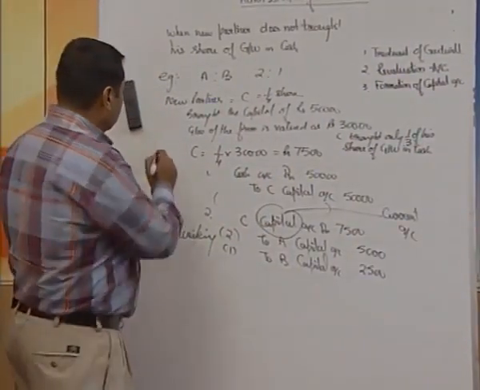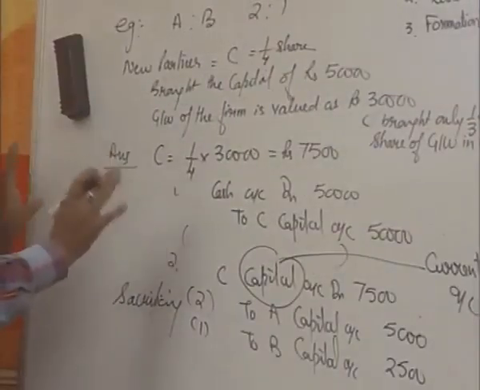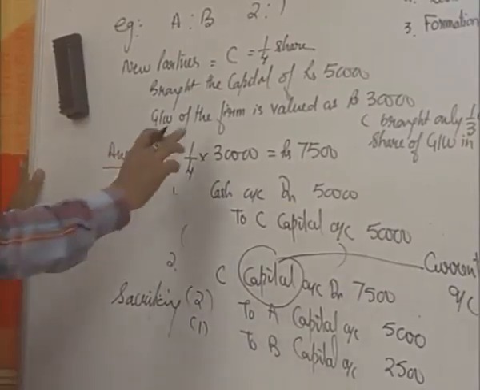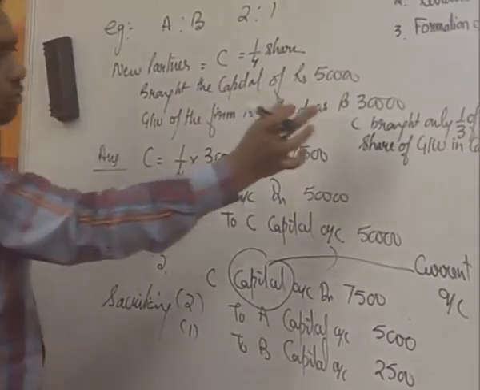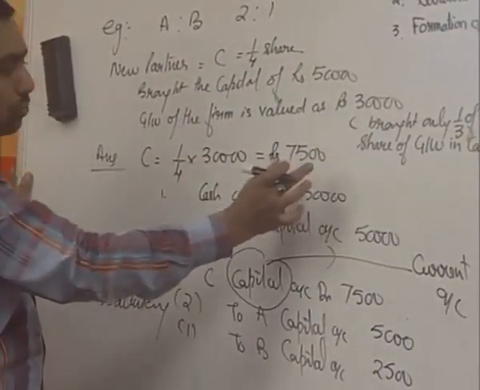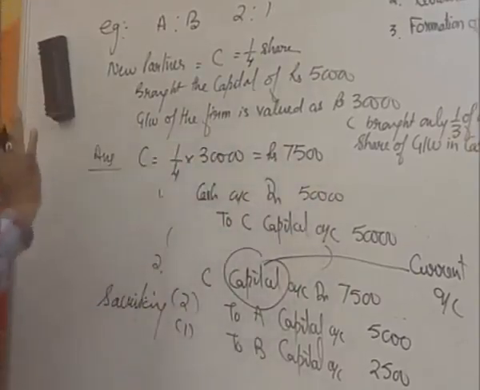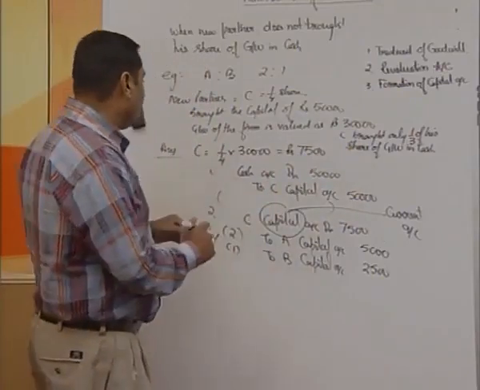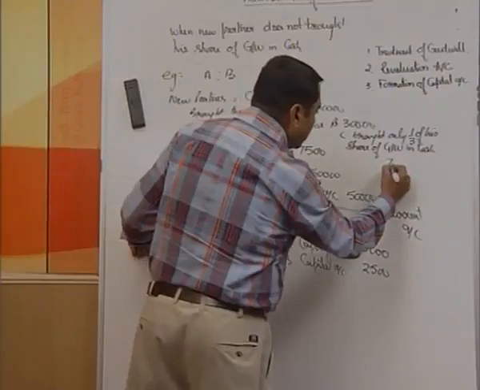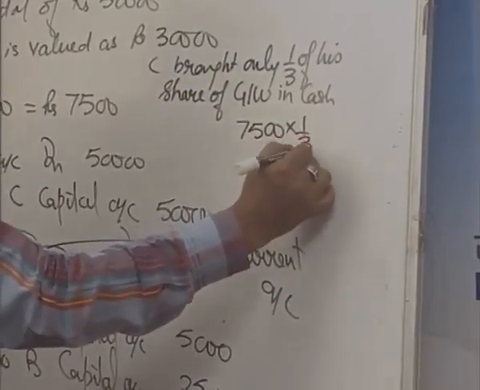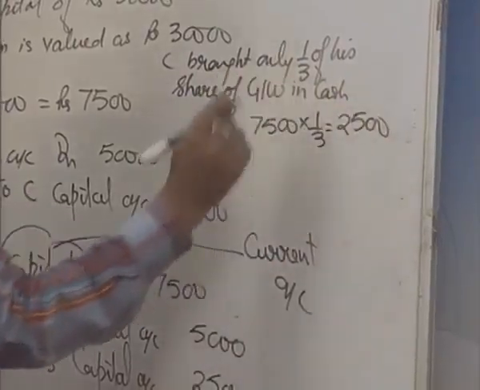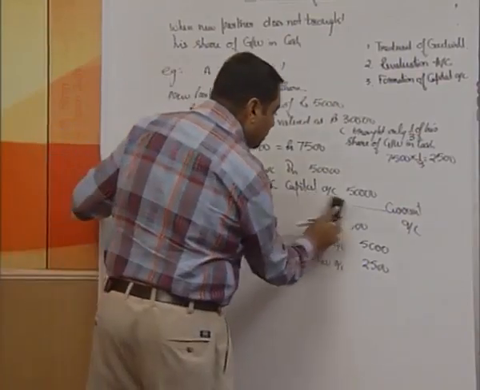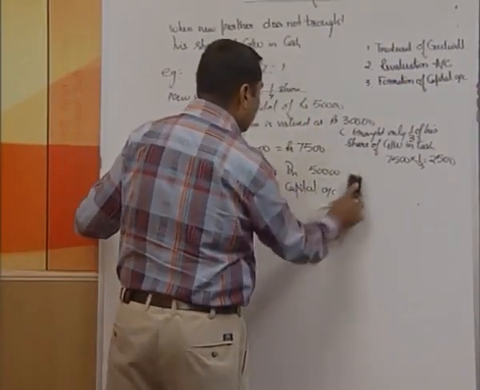Then the very first thing, this is the solution. We'll start in the very same way. First of all, you find the actual amount to be brought by C. C is going to join the business for 1/4 share. Total goodwill is 30,000. So C was supposed to bring 7,500 as a share of goodwill. But as the question says, C is going to bring only 1/3 of goodwill in cash, so find out C's share. If 7500 is the total goodwill, 1/3 of it is rupees 2500. So this is the amount of cash brought by C, and he was not able to bring the rest of the amount, which was 5000.